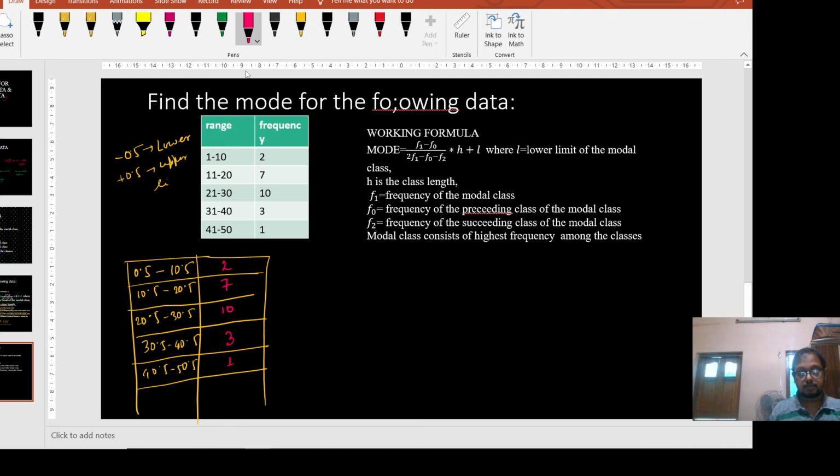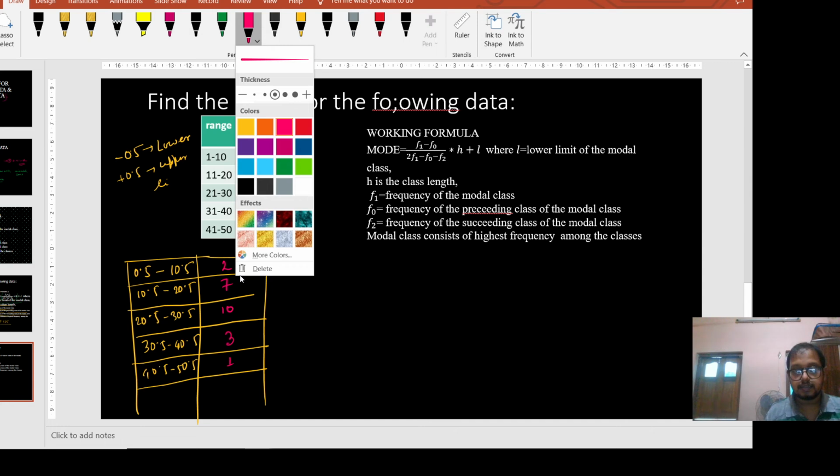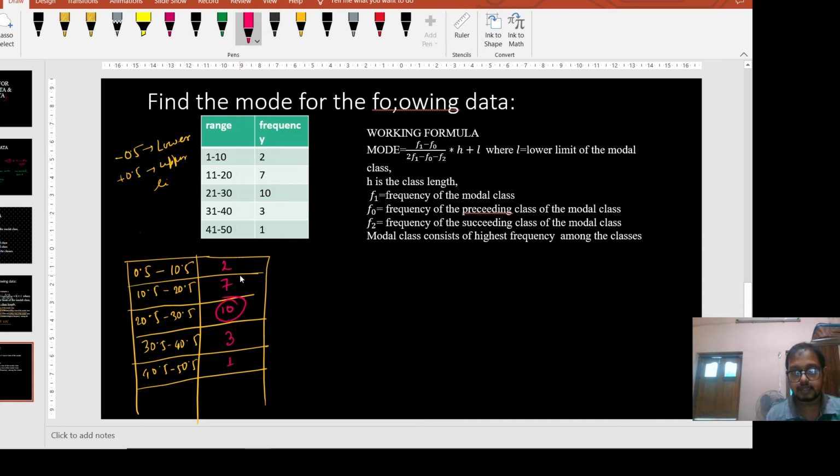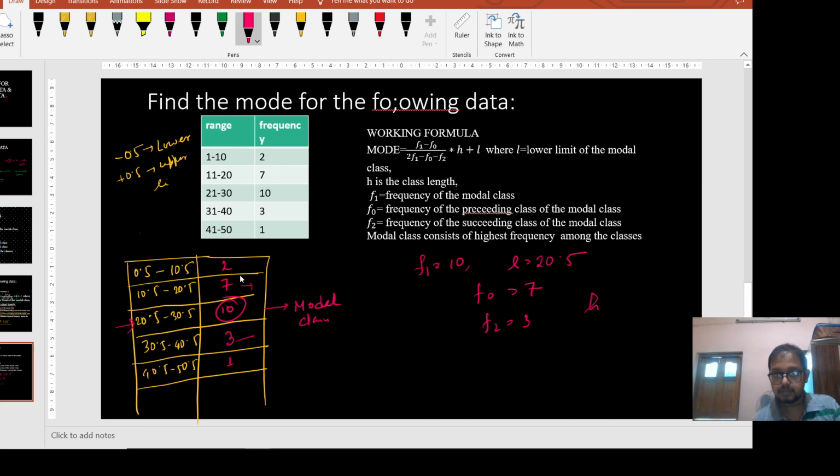So here I have found the highest frequency. See here the highest frequency is 10. So we choose 10 here. So this is the modal class. That means we can say that f1 is equal to 10. L, the lower limit of the modal class, is 20.5. f0, the frequency of the preceding class, is 7. f2, the frequency of the succeeding class, is 3. And h, the length of each interval, is 10.